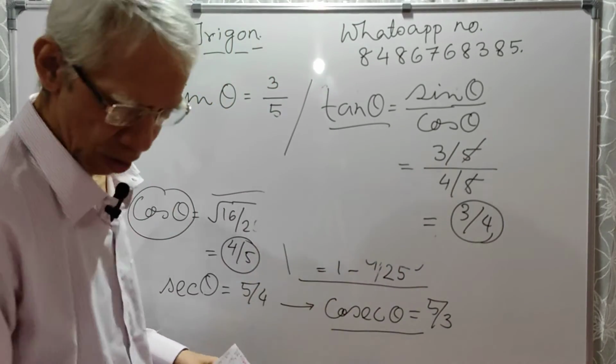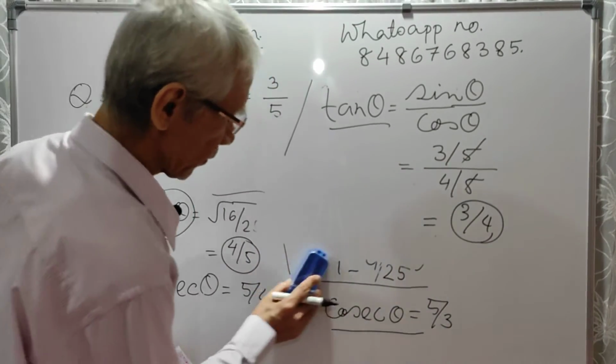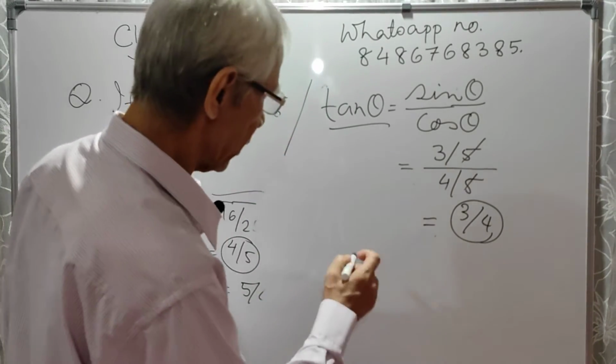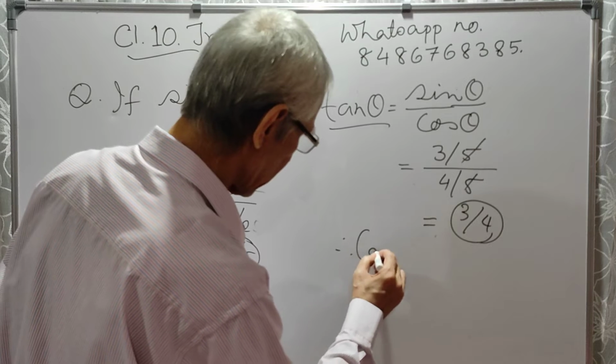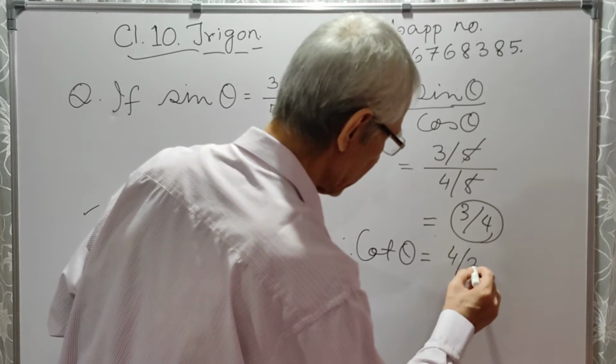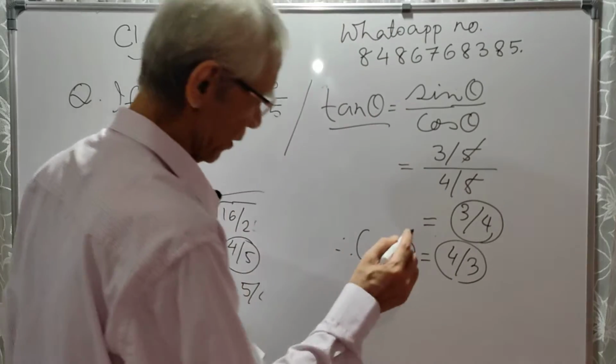Now from tan we can find cot easily, because cot is reciprocal of tan. So what will be cot theta? Cot theta will be reciprocal of this, that means 4 by 3. So this is the value of cot theta.